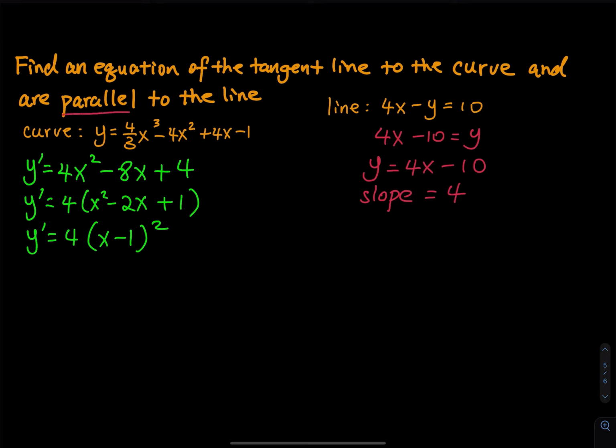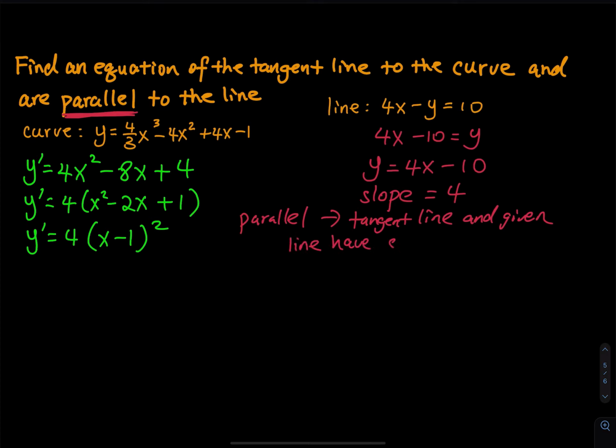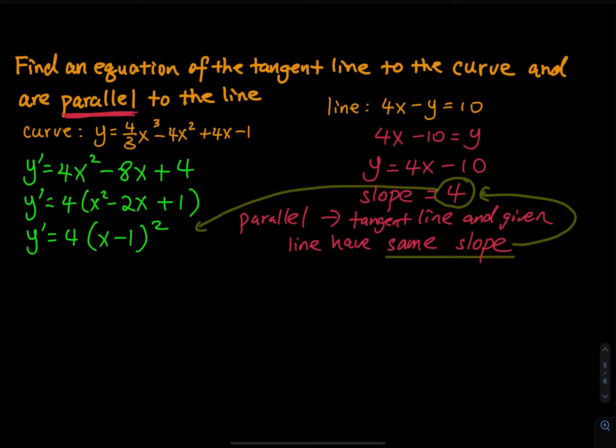So the slope of this line is equal to 4. And then they said the word parallel, right? Parallel means the tangent line and the given line have the same slope. They must have the same slope. So what do I mean by this? Same slope means this has to be equal to 4.